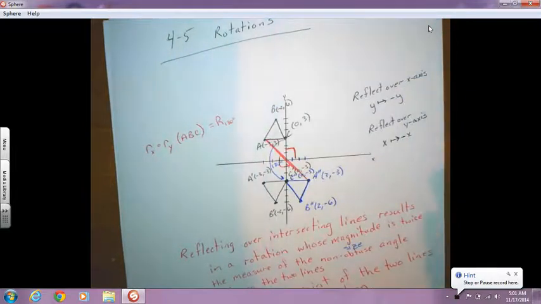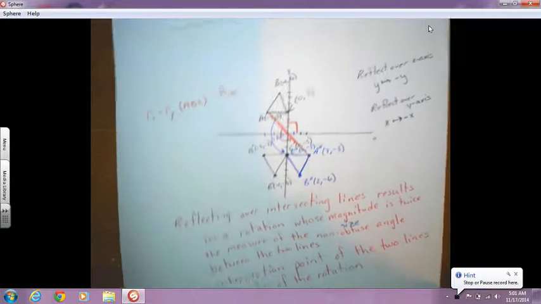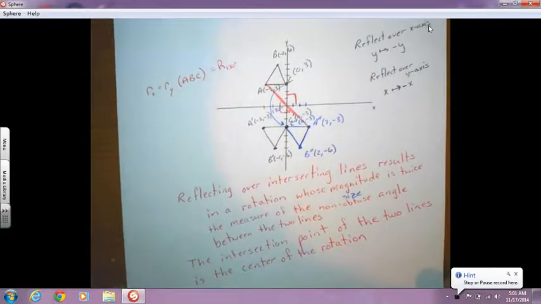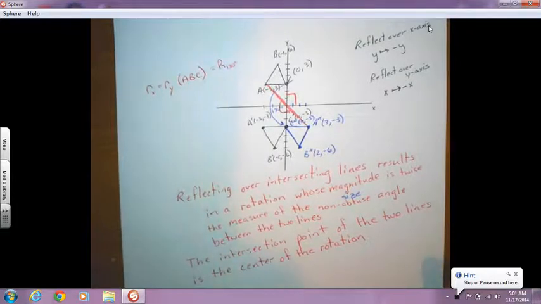So that's it for 4-5 on another way to do rotation. We already saw one way to do it with the protractor and measuring the angle that we wanted to rotate. So this one just has to deal with intersecting lines and going back to our reflections and showing where the rotations can come from. And that's it for this section.